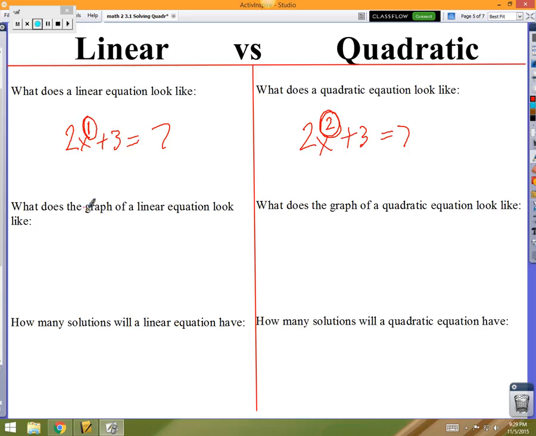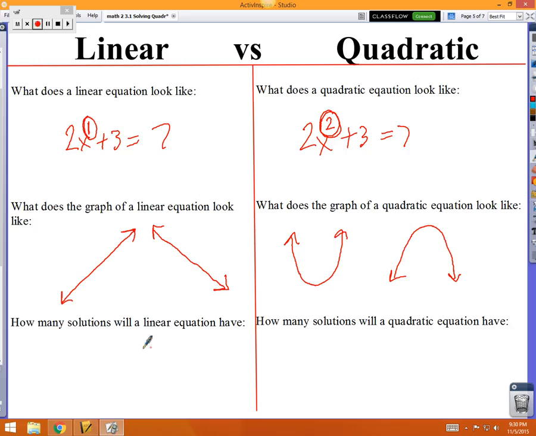Okay, the graph of a linear equation, the graphs look like some line with slope. So they look like that, or they look like that. Parabolas are graphs of quadratics. They look kind of like a U. Or you could flip them upside down and they look like that. Okay, how many solutions will there be to a linear equation? There is only going to be one, because it's only going to cross one time. Parabolas, though, they have two, because you can cross 2 times.